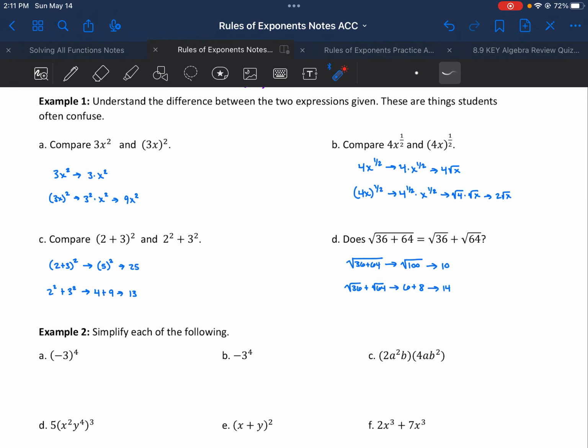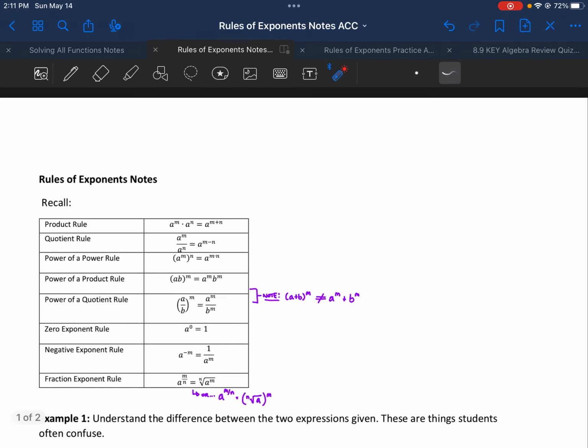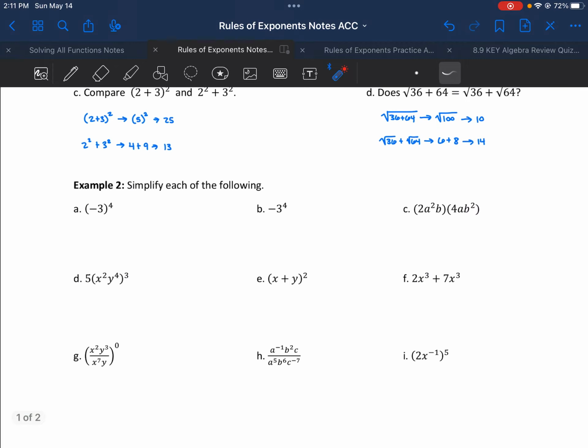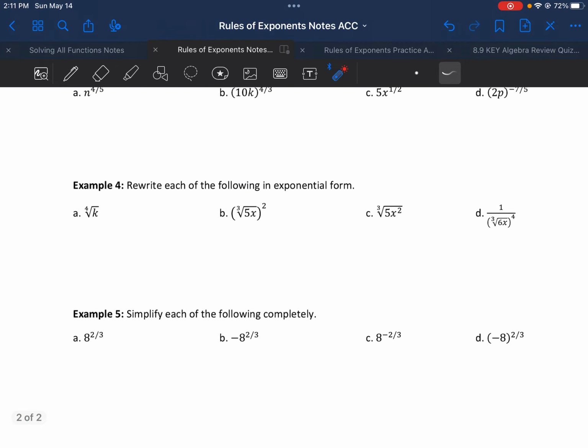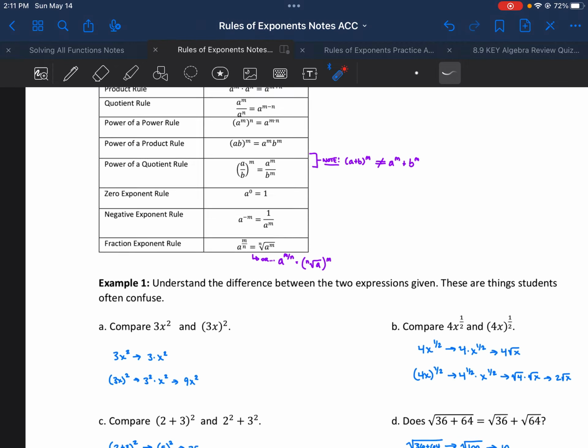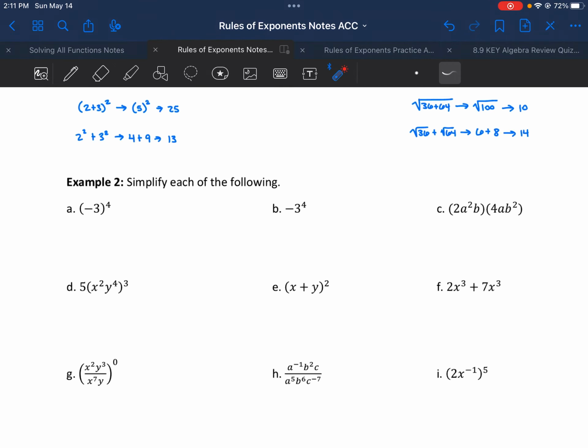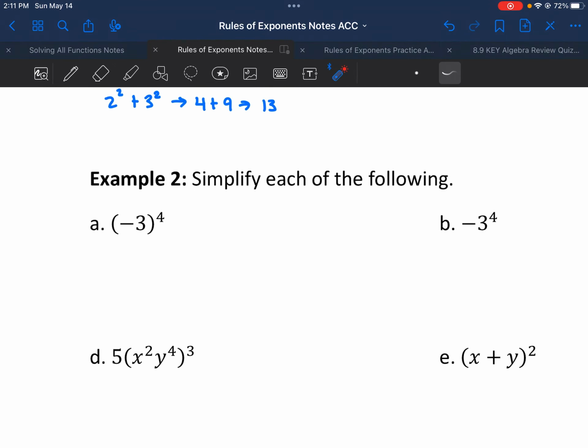Okay, so that kind of covers some common misconceptions, some common things that students confuse. But now let's start doing some examples of our exponent rules. Okay, it's going to be a lot of examples, but they go pretty quickly. All right, example 2, we want to simplify each of the following.